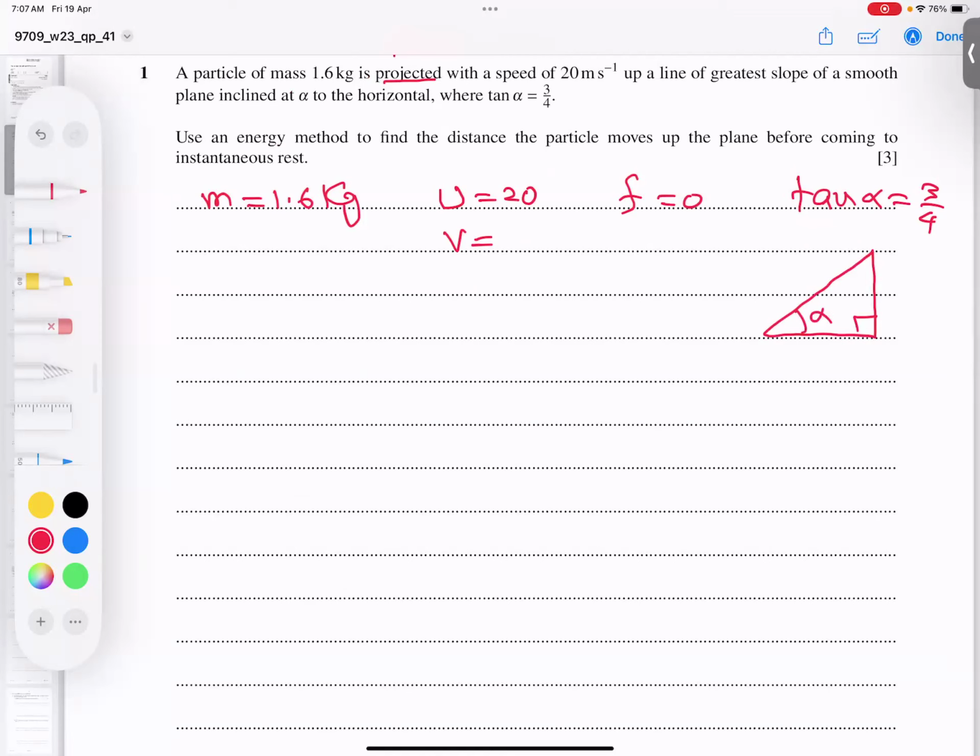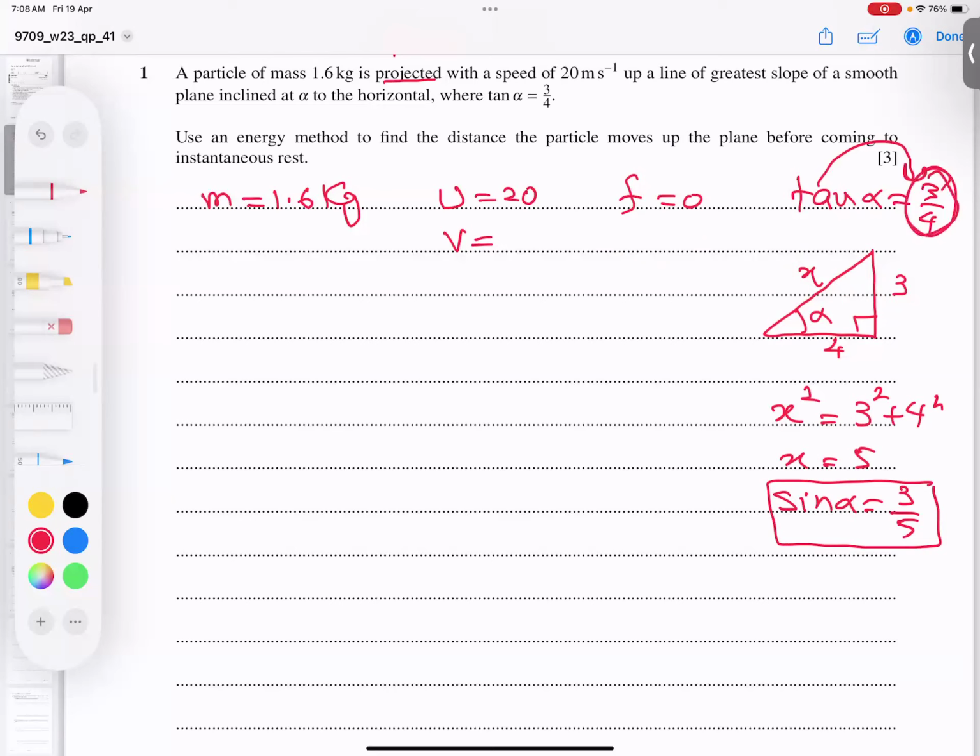So what is the tan? Opposite by adjacent is 3/4. I can use Pythagoras theorem: hypotenuse squared equals opposite squared plus adjacent squared. Take the root of the whole, I get 5. From here I can get sine alpha, because friction is 0, so cos alpha is not required. I only need sine alpha. And sine alpha is opposite by hypotenuse, so 3/5. You can also take tan inverse and then take the sine of that value, which is also correct.